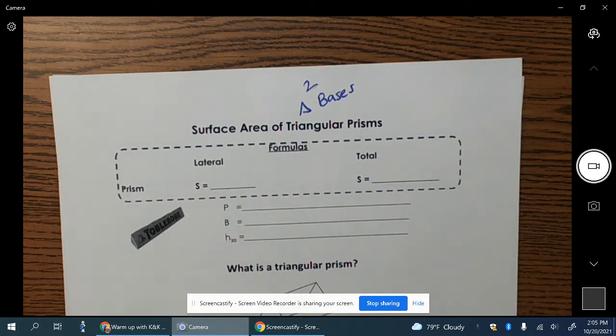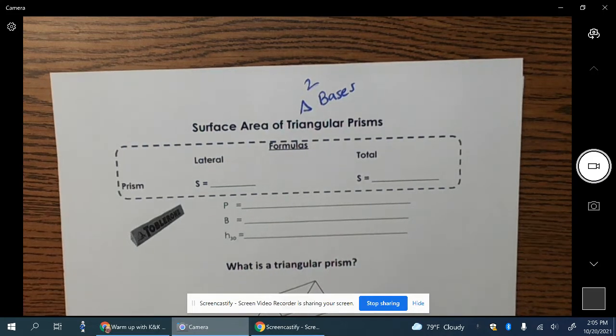So triangular defines the shape of the bases. Okay, triangular prisms. So we're still looking at prisms. This is the most missed shape in 7th grade, and I've been told it's also in 8th grade. Okay, it's this shape. It sits like this most times.